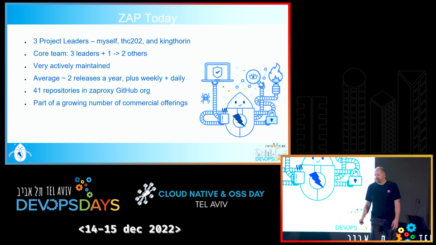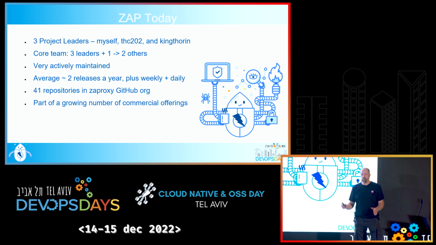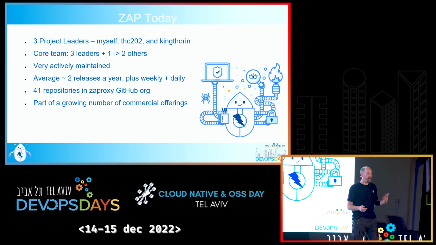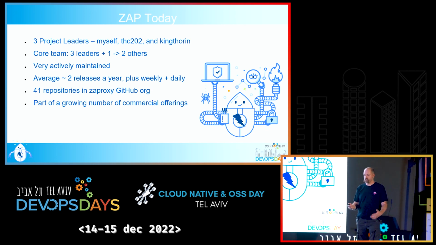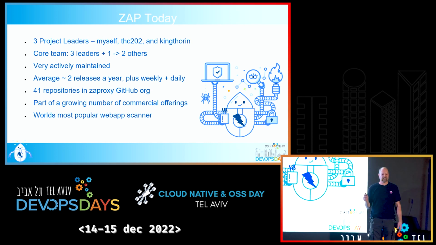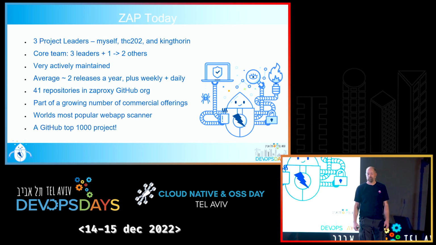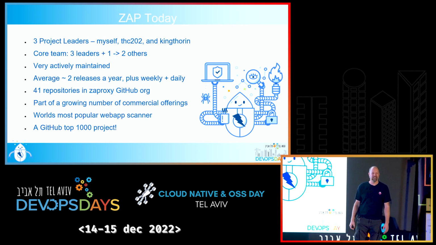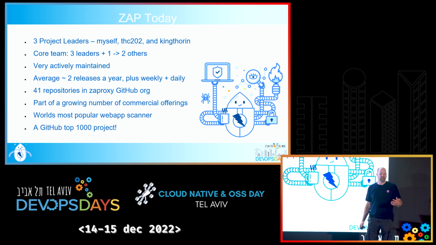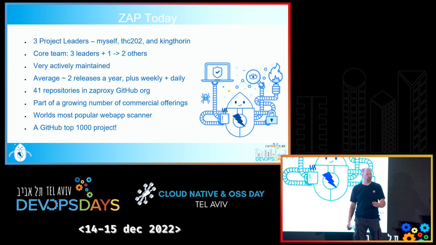With ZAP we try to make it as easy as possible to use, and it's being used by a lot of commercial companies internally and as part of the offerings they give as well. As I said, it's the world's most popular web application scanner, and it's one of the GitHub top 1,000 projects, which I was particularly pleased to hear. I got an email from GitHub about a survey and thought, is this real? So I contacted them, and they said, yeah, you're in the top 1,000 projects, which I was very pleased with.